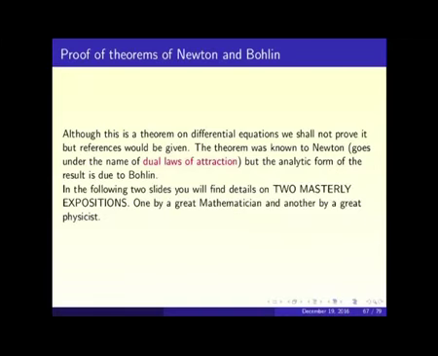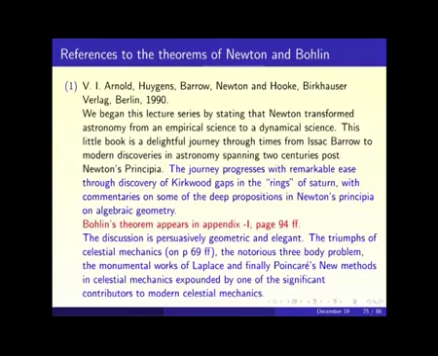In the following two slides, I'm going to give you two references, and these two references are books written by great masters. One of them was a great mathematician and the other is a great physicist. First one is V.I. Arnold. He wrote a book titled Huygens, Barrow, Newton and Hooke.